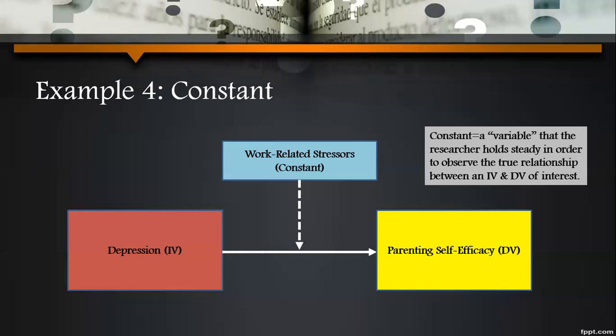Again, extraneous variables are the pesky variables that interfere with our ability to understand the relationship that we're actually trying to observe. Whatever extraneous variables we're able to discover through other researchers, those are the variables that we hold constant. Those become the constants, okay? So in this case, we see this variable again, work-related stressors. If we know that work-related stressors is an extraneous variable, then we're going to hold that constant. That becomes a variable that we hold steady in order to observe the true relationship that's happening between depression and parenting self-efficacy.